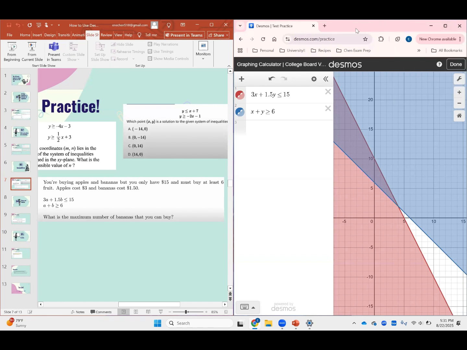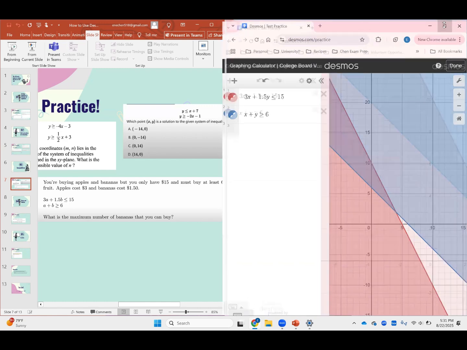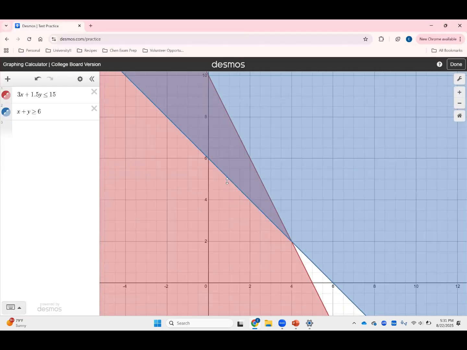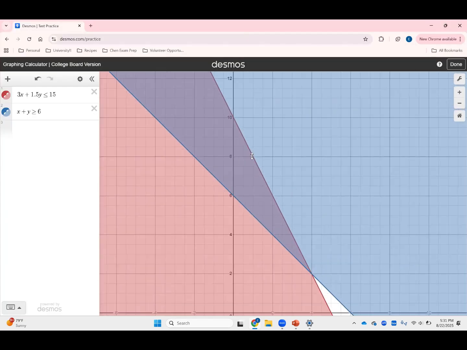That's kind of, what's the word for it? It's like implied, okay? So I'm going to look in my solution set and I'm going to just give you guys an example. So for example, this coordinate 4, 2, that's in my solution set. So that means I can buy 4 apples and 2 bananas under my specific set of circumstances.